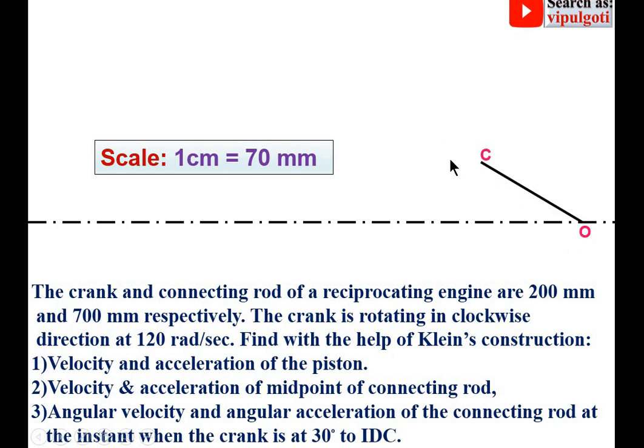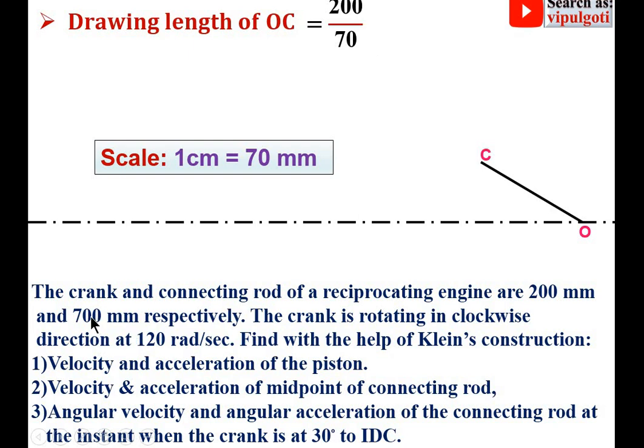But what is the length of this crank? Very simple: drawing length of OC, that means drawing length of the crank, is equal to the actual dimension of the crank that is given to you, divided by scale. But keep in mind that the unit of these 200 and 70 must be the same. Here it is mm. If you simplify, you will get 2.86 centimeter. The unit is always with your reference 1 centimeter, so it must be centimeter.